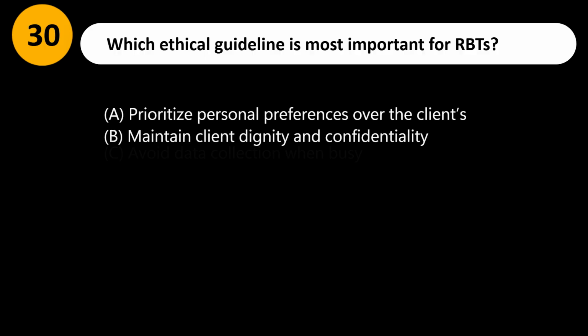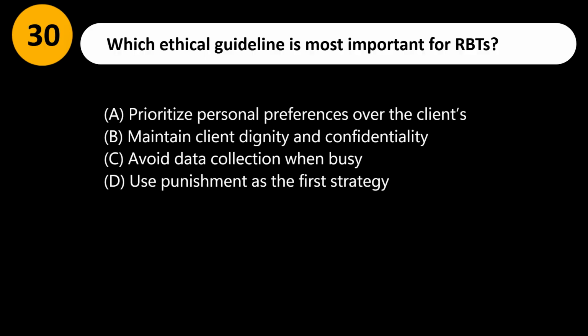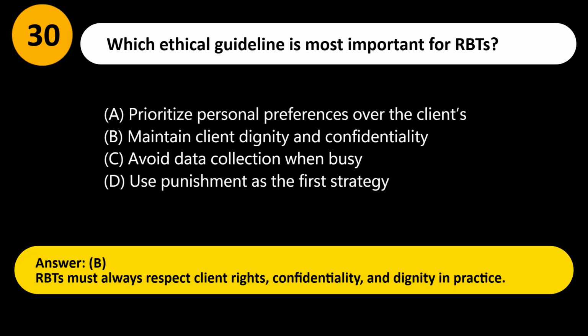Which ethical guideline is most important for RBTs? A. Prioritize personal preferences over the client's. B. Maintain client dignity and confidentiality. C. Avoid data collection when busy. D. Use punishment as the first strategy. Answer, B. RBTs must always respect client rights, confidentiality, and dignity in practice.